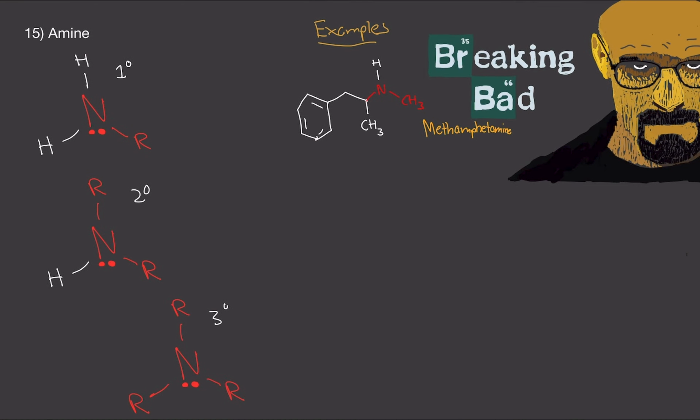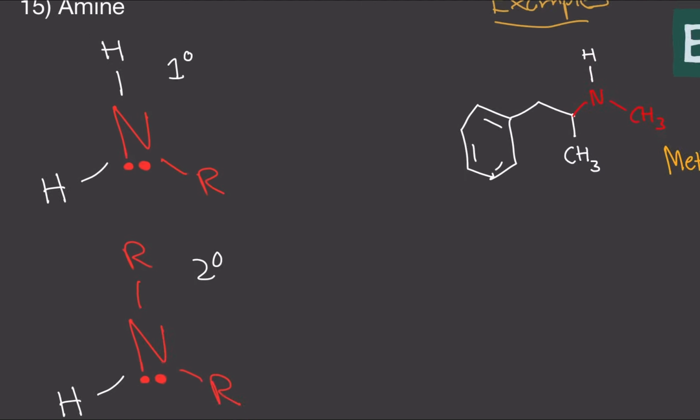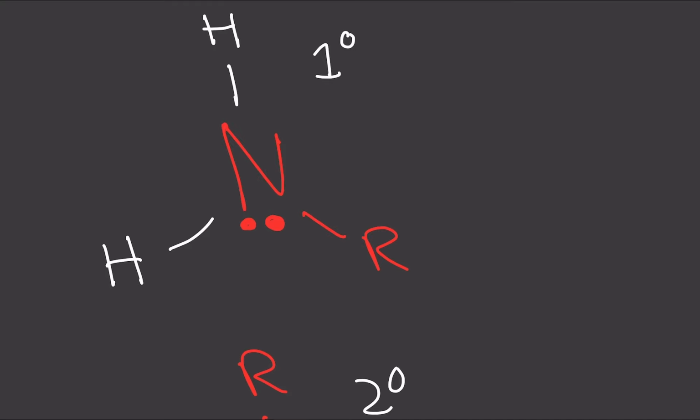Amines. Amines are a little bit different. We have different forms of amines: a first degree, a second degree, and a third degree. Let's go over first degree. A first degree is one nitrogen that's bonded to one R group, and the rest of the bonds to nitrogen are hydrogens. Nitrogen can only hold 3 bonds. If one of those bonds is not a hydrogen, it's a first degree. We call this a first degree amine.